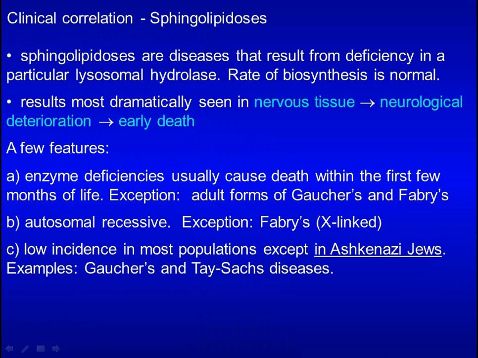These diseases are caused by buildup of sphingolipids. As a result, they are called sphingolipidoses. The tissue affected most is the nervous tissue. Typical symptom is neurological deterioration leading to early death, except Gaucher's disease and Fabry's disease. Sphingolipidoses occur more frequently in Ashkenazi Jews than in other populations.